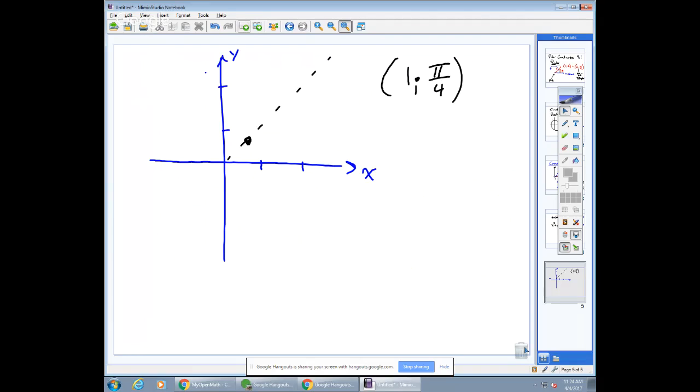So the way I usually plot a polar point is I first identify what angle I need to head out at, and then from that angle, I then find my radius. So I picked the direction pi/4 here, and then I went out 1 unit on that. So I could also plot the point (2, pi/4). Same direction. If that's 1 unit there, 2 units would probably be about there somewhere. So this would be my other point.